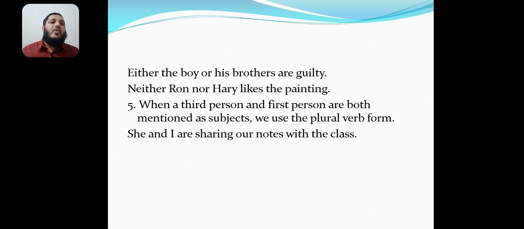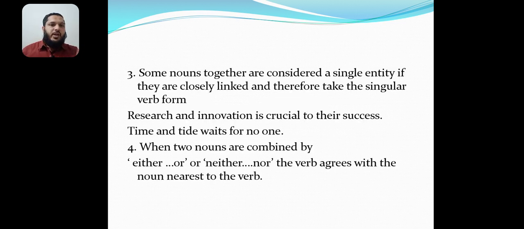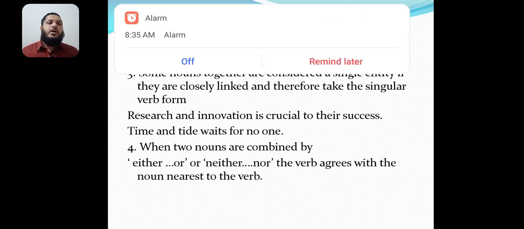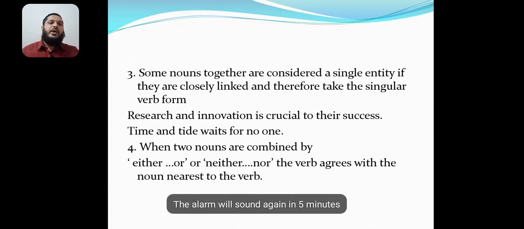Neither Non nor Harry likes the painting. Here, both nouns are singular and the verb is also singular. The verb matches with the noun that comes near to it. Here, Harry, that is singular, so we have likes. Hope this is clear. So when two nouns are combined by either or neither nor, the verb agrees with the noun nearest to the verb.